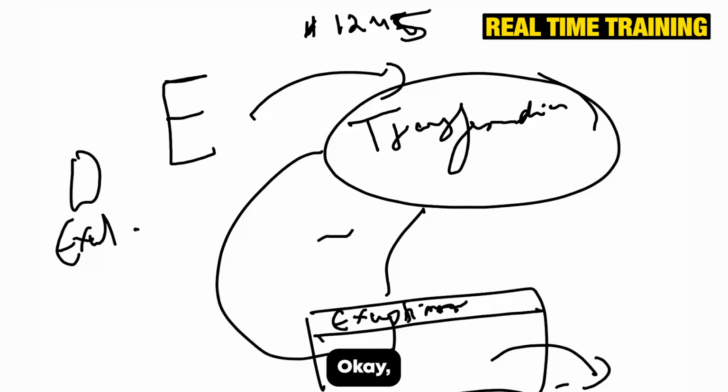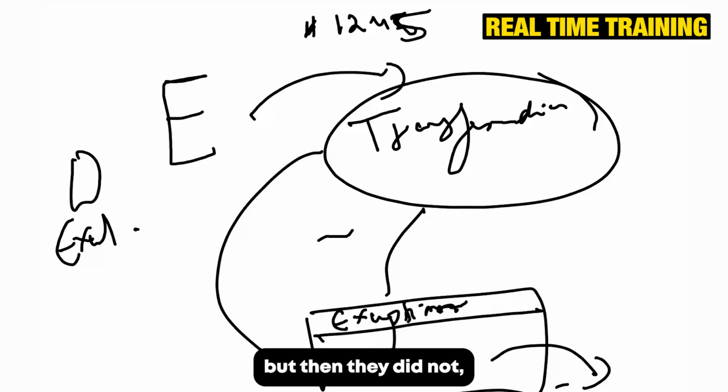Okay. So I was a victim of identity theft, but then they did not take a loan or anything. They booked an apartment under my name. Somebody was very kind and they did that.